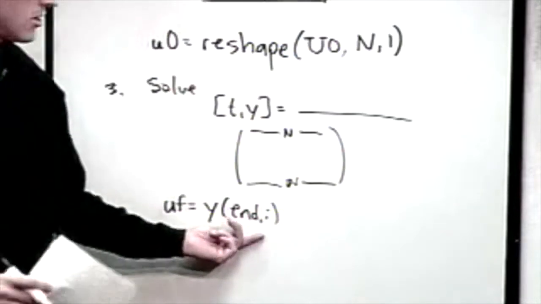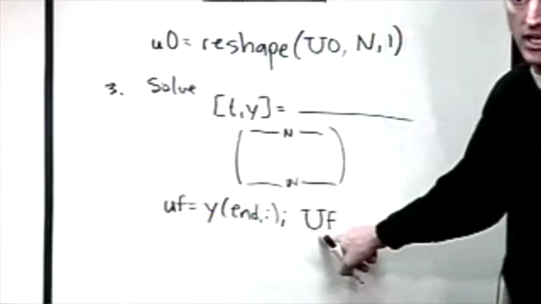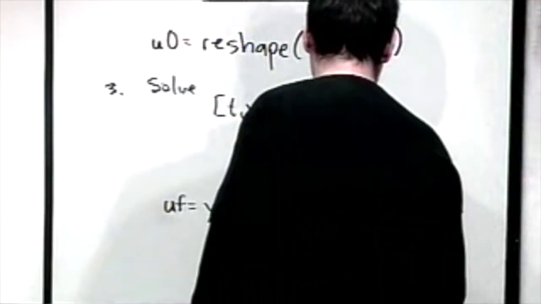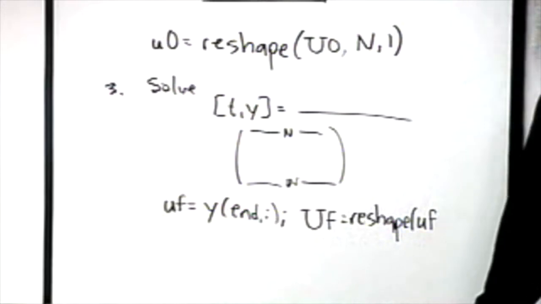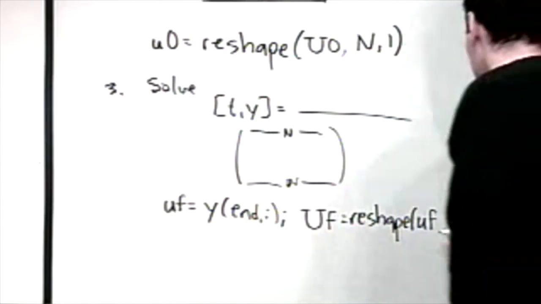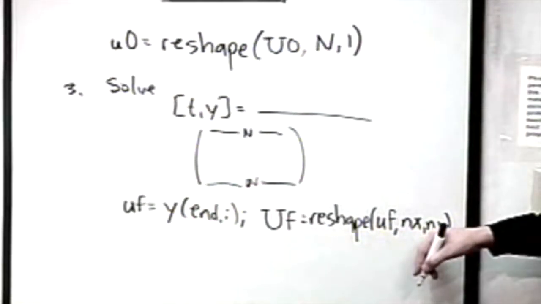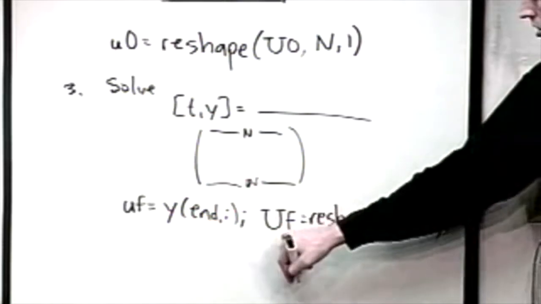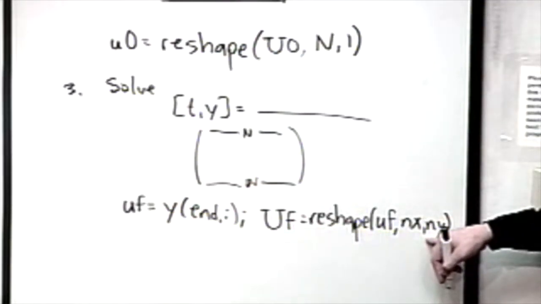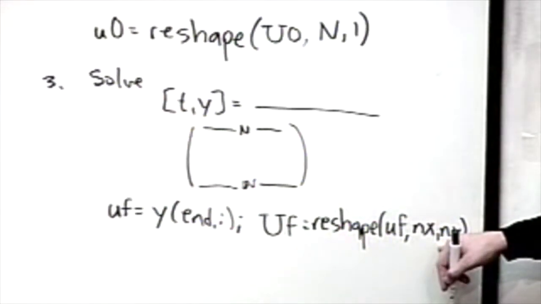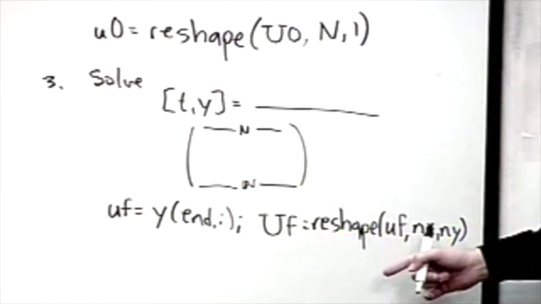Grab the last row. Now that I have that, I'm going to define capital U of f, which is going to be my actual solution, as reshape again. What am I trying to reshape? U of f. And what do I try to reshape it into now? It's this big old vector. So now I want to reshape it back to a matrix with n of x rows, n of y columns. So take this big vector and reshape it back into what it was originally. Then you can plot it. So you have to reshape before coming in, and reshape when you come out to actually visualize the data.